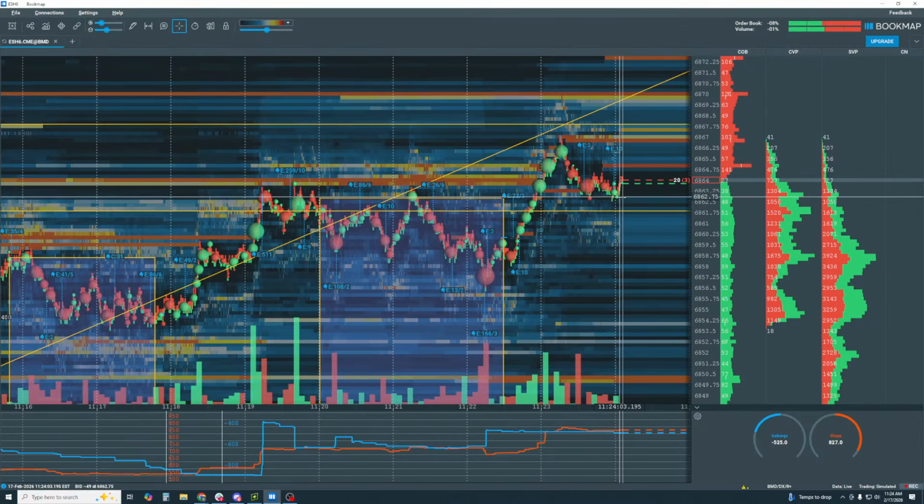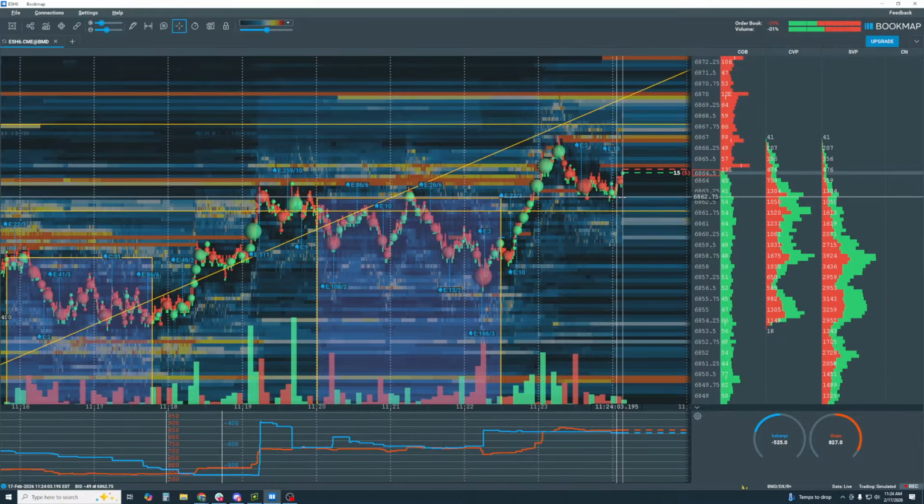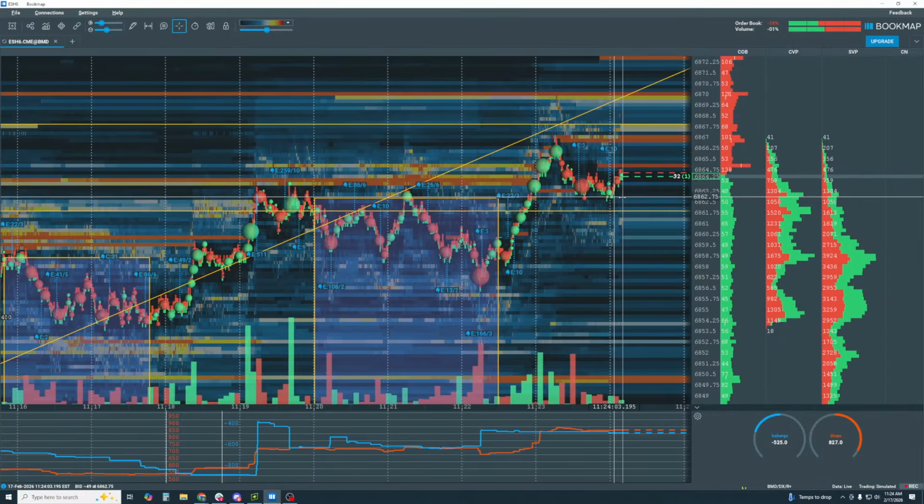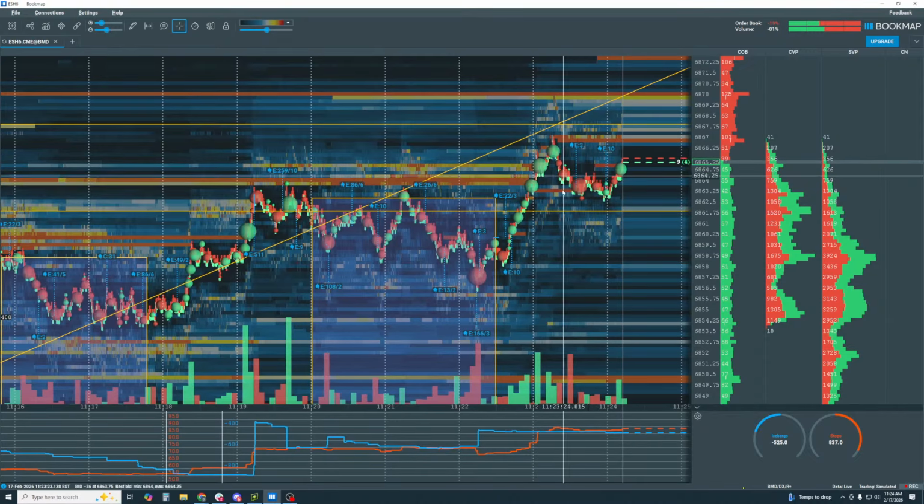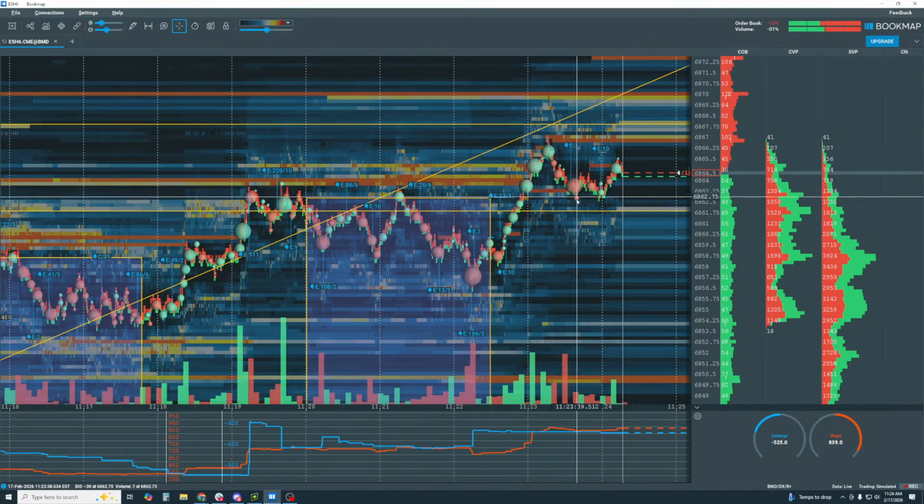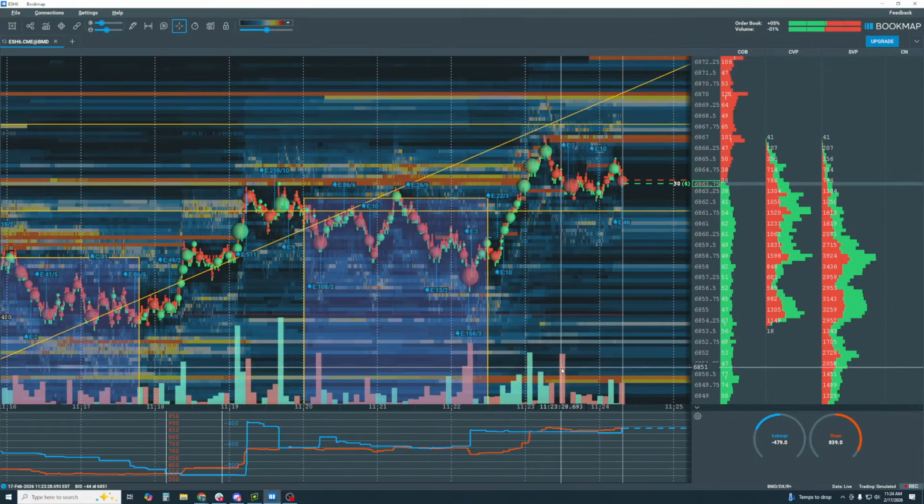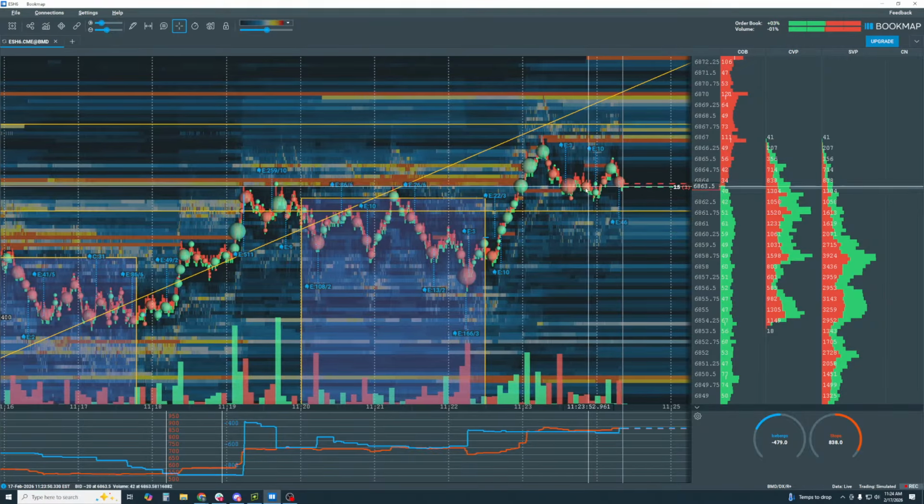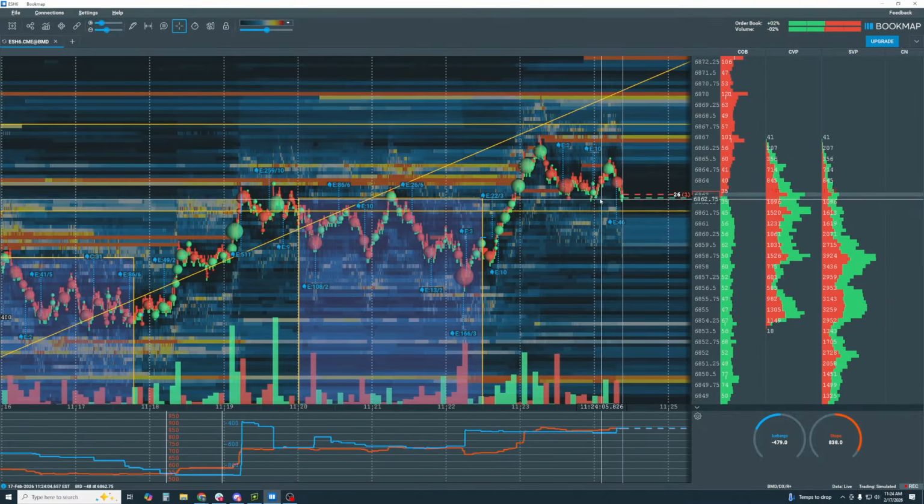No, not yet. Yeah, I don't really like it yet. I'm still looking for some more aggressive sellers in here. This is more like a low volume. It's not really a low volume pullback, but it's starting to chop. Okay, now here we go.